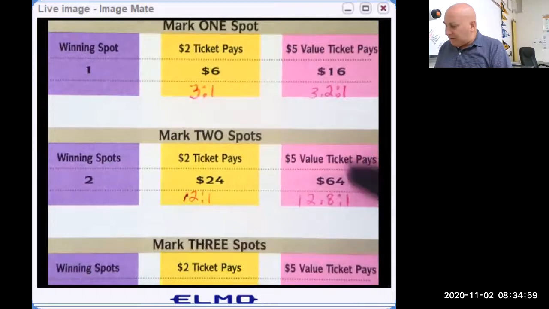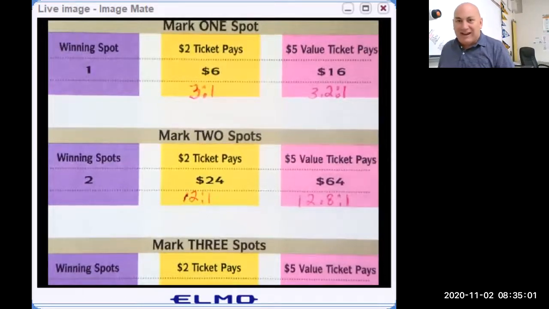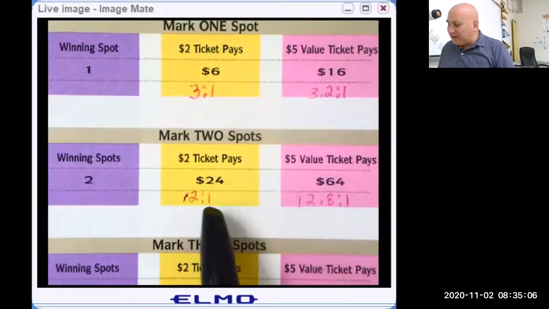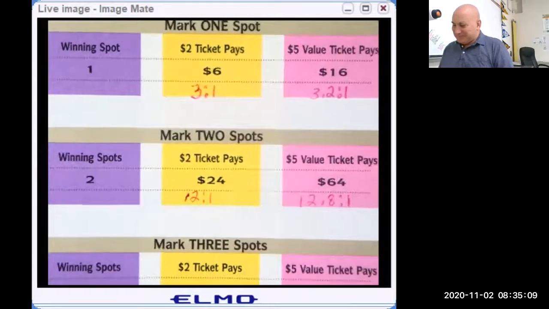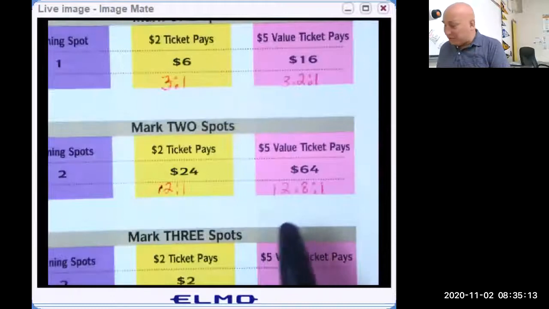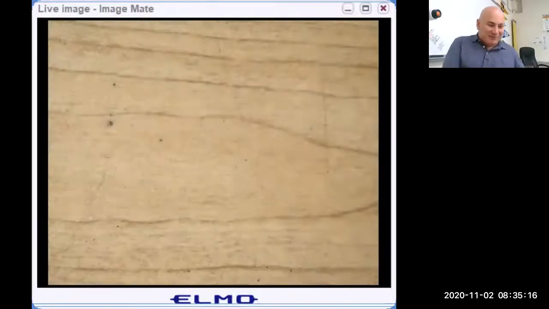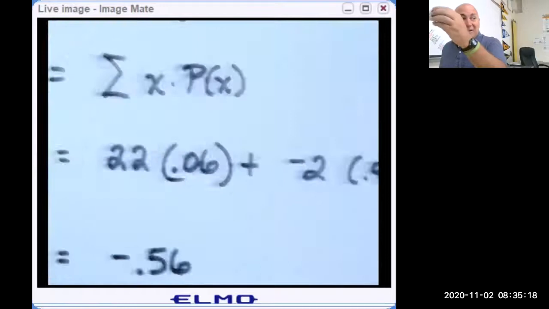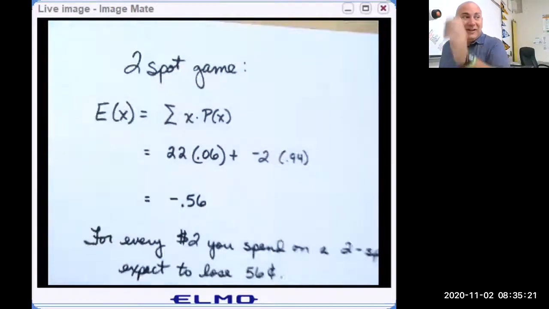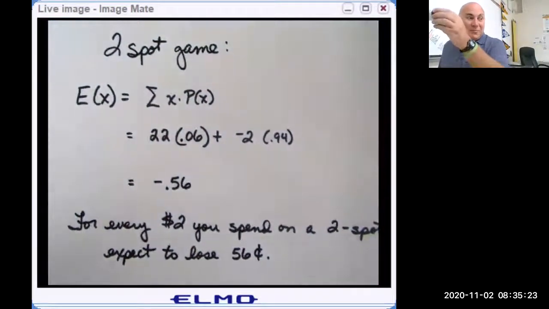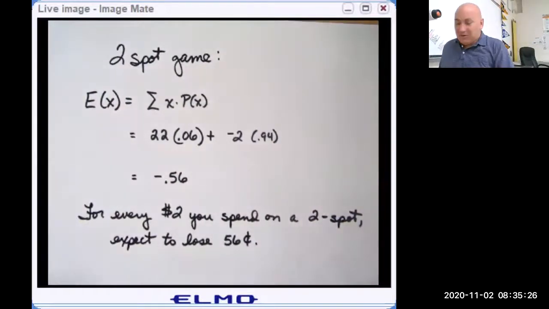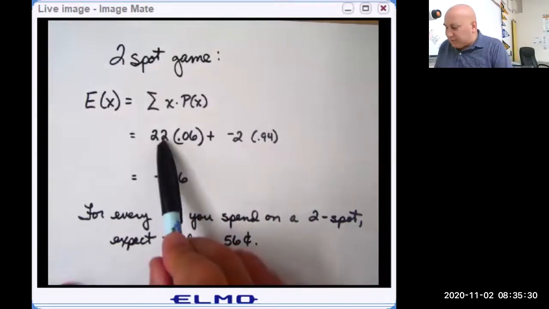And if you do a $5 ticket, ooh, 12.8. But what's the probability? How many do you have to win to make your money back? Give you a clue. It's more than 12 and more than 12.8. So you are going to lose. In fact, playing a two-spot game is even worse. So you're going to win $24, but it cost you $2, so you're going to win $22.